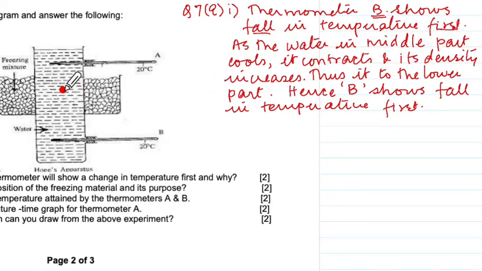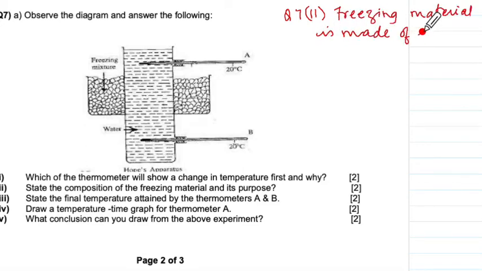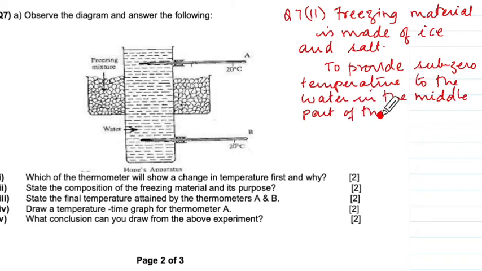And what I explained, the same thing we are writing. The water in the middle part cools, its density increases, so it settles down, and therefore B shows the fall in temperature first. State the composition of the freezing material and its purpose. So we will say freezing material is made of ice and salt to provide sub-zero temperature to the water in the middle part of the apparatus.